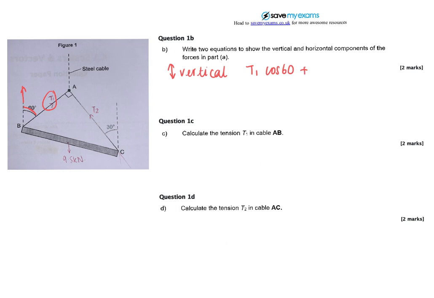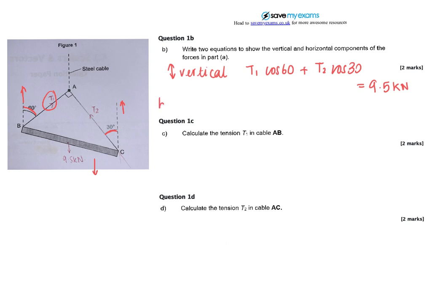We're also going to have going up, we're looking at just going up first on this side of the equation, we're going to have T2. And we've got an angle of 30 to the horizontal there. So that's one half of our equation. And that is going to be equal to whatever's going down, which here is going to be 9.5 kilonewtons. So that is your first equation.